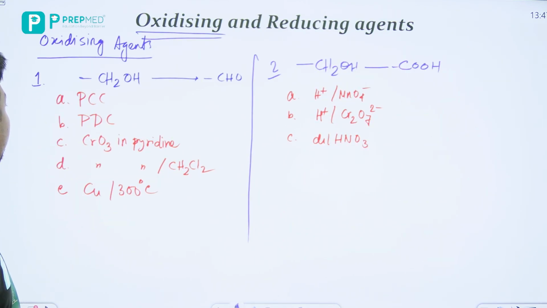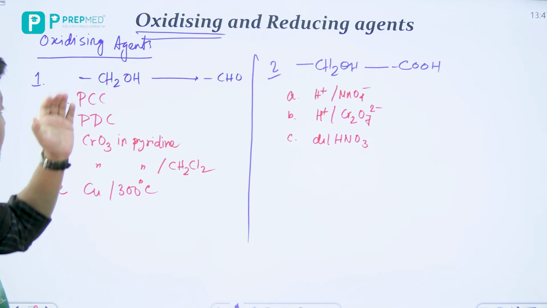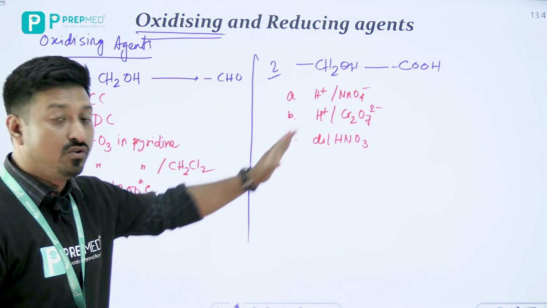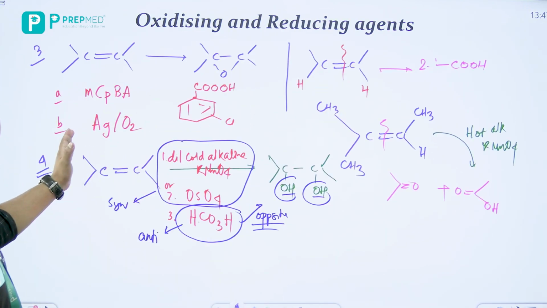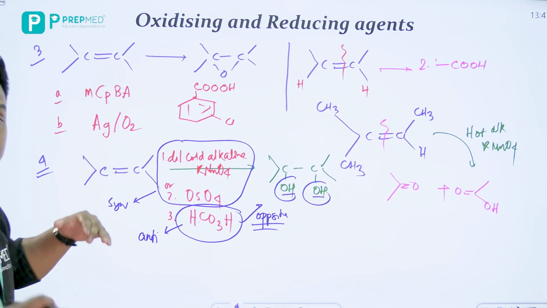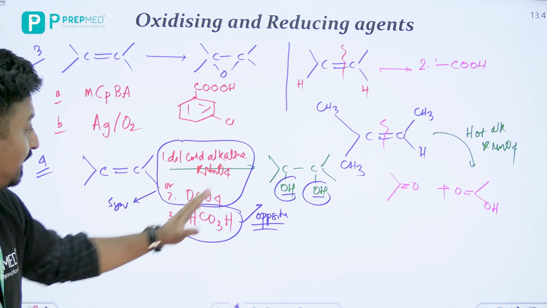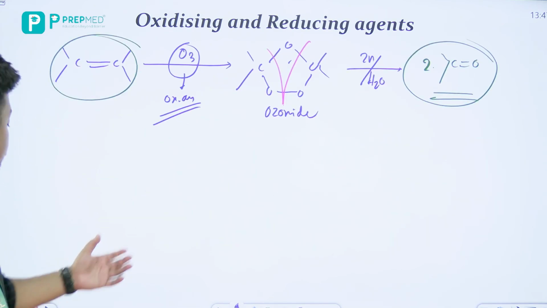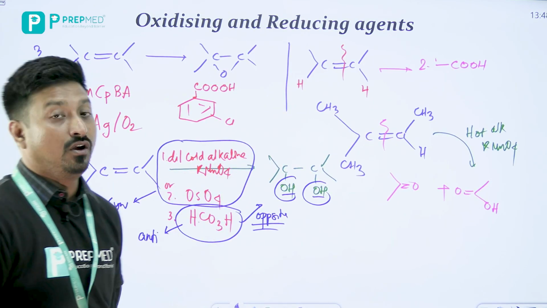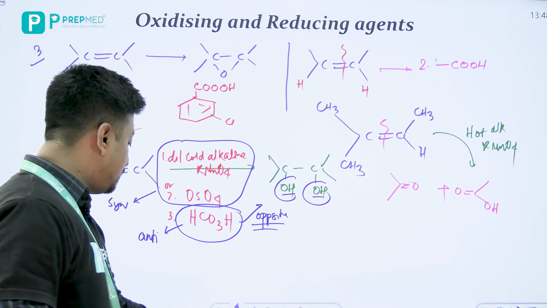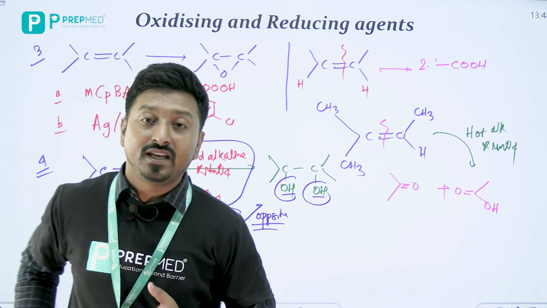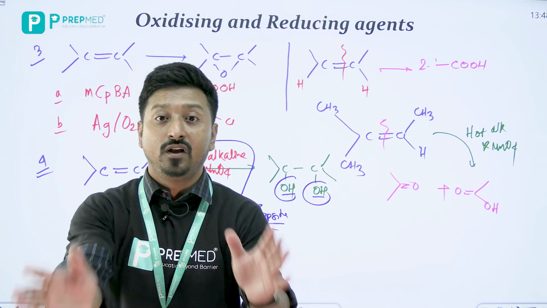And lastly, in the oxidizing agents list, if you see, alcohol to aldehyde, alcohol to carboxylic acid, and finally your double bonded system, because it is also a hydrocarbon system, to the corresponding epoxide, to the corresponding alcohol, and finally to the corresponding aldehyde and the acid. Fine. So this was the complete list of the oxidizing agents and reducing agents in one shot.